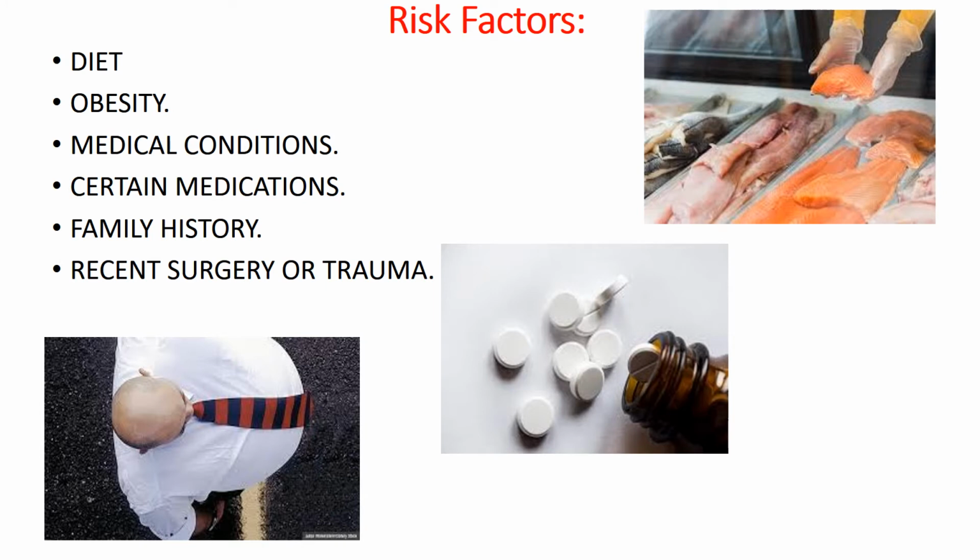Now about the risk factors in gout. Diet is one of the important risk factors in gout. Foods like fish, seafood, shellfish, codfish, trout, and haddock, and meat such as bacon, turkey, veal, venison, and organ meats like liver are important dietary factors leading to gout.